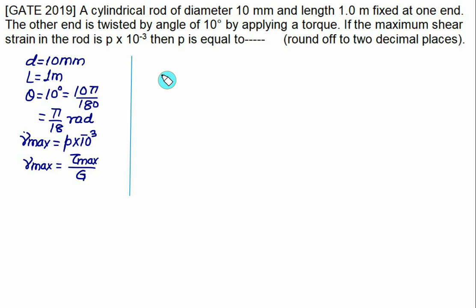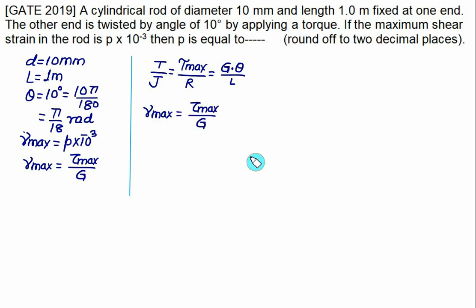Now we have the torsion formula given as torque divided by the polar moment of inertia J is equal to the maximum value of the shear stress tau max divided by the radius R is equal to G multiplied by theta divided by L. So we can rearrange this as tau max by G, which will be equal to theta multiplied by R divided by L. So the maximum value of the shear strain is tau max divided by G. From the last two terms we can develop the equation for tau max by G equal to theta multiplied by radius R divided by length L. Take care that theta must be in radian.